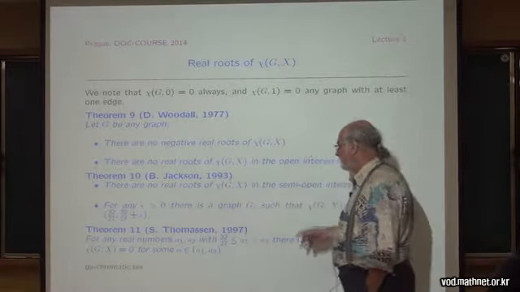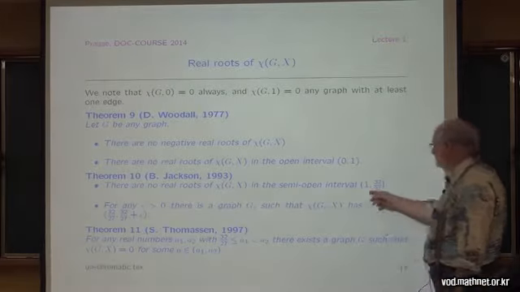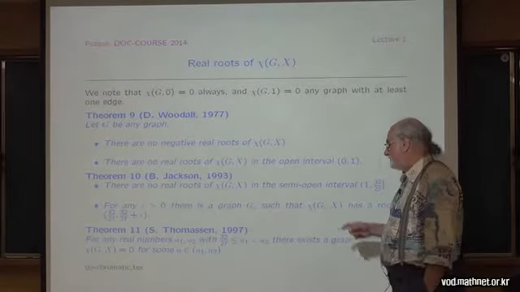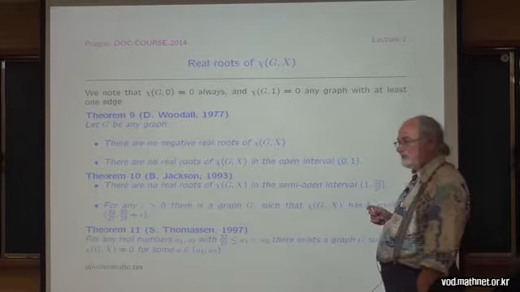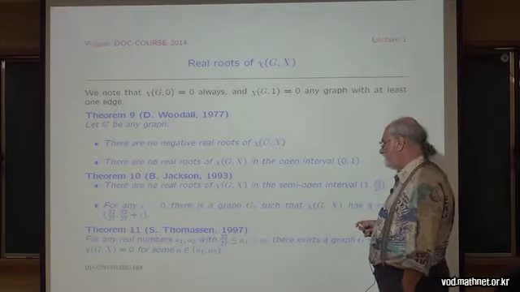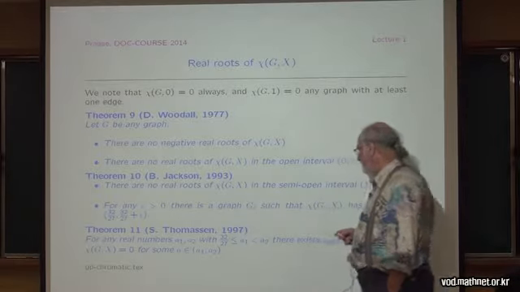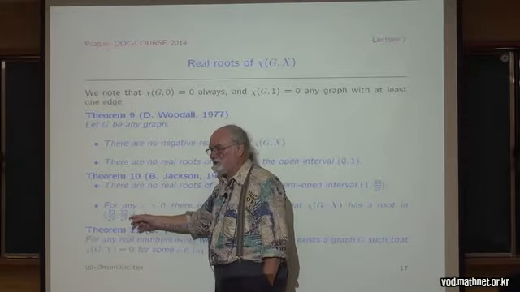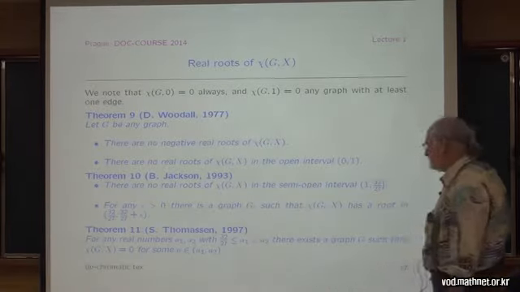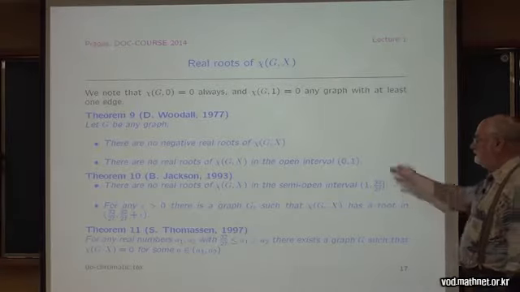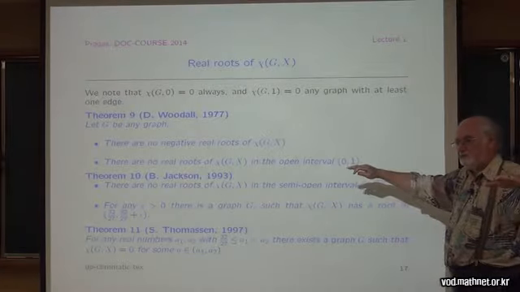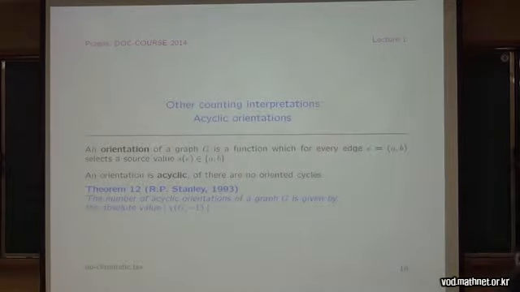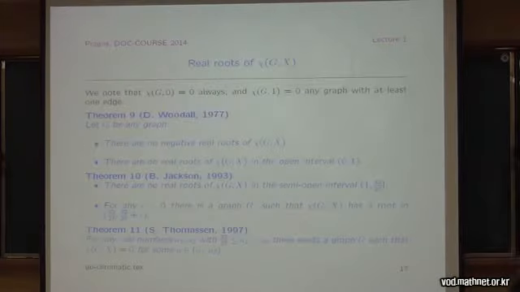Jackson in 93 showed there are no real roots in the semi-open interval 1 to 32 over 27. So if somebody asks you what is special about 32 and 27, here you have an answer. And it shows also for any epsilon bigger than 0, there is a graph such that you get arbitrarily close to this interval. And Thomason actually refined this even further. So people really looked at where you can have zeros of the chromatic polynomial on the real line. So I stop here with this.